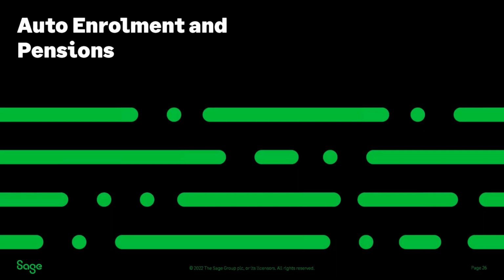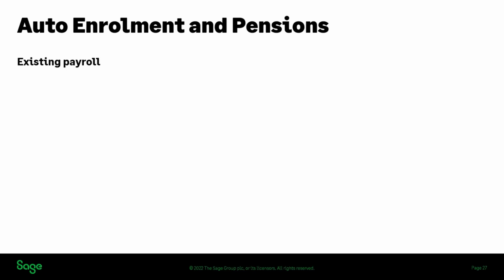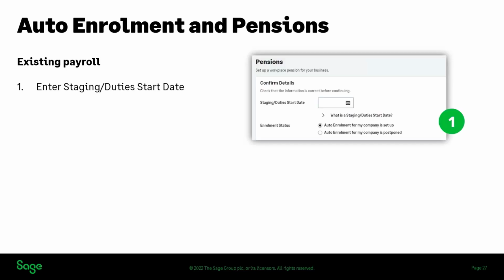So next up, let's take a look at auto enrolment and pensions. The auto enrolment features are built in to the software, and as an existing payroll, there are 3 steps you'll need to complete. So first of all, you'll need to confirm your staging or duty start date. If you were an employer prior to 2017, you'll have been given a staging date by the pensions regulator. So that's the date you would enter.